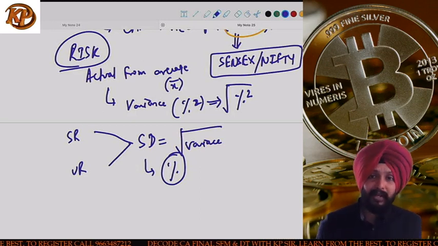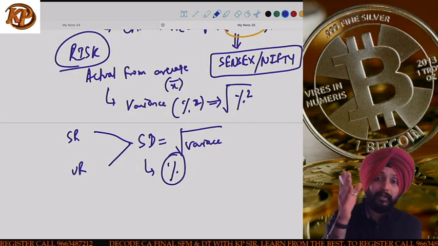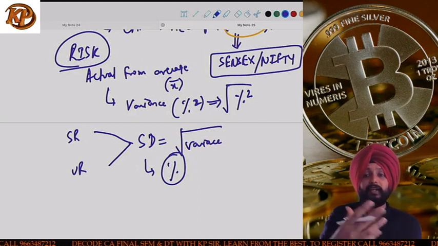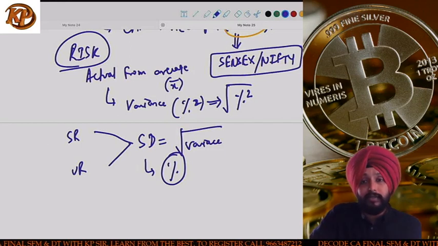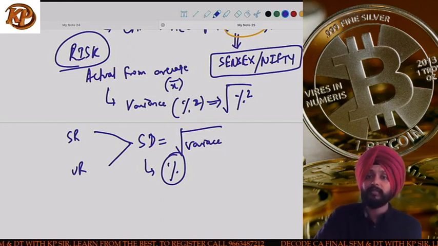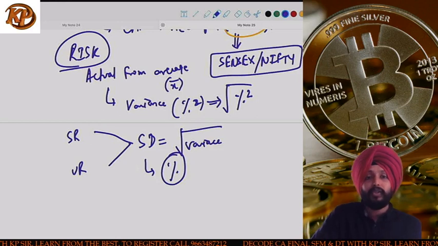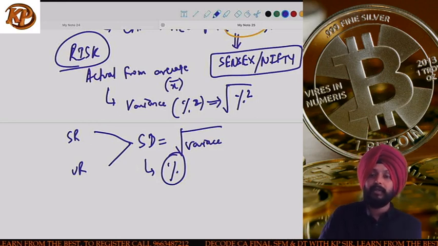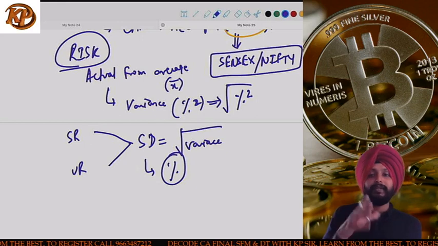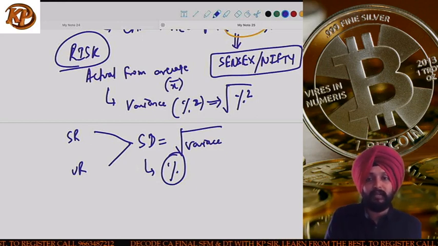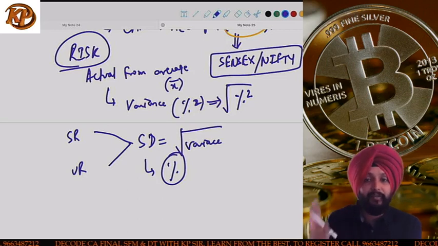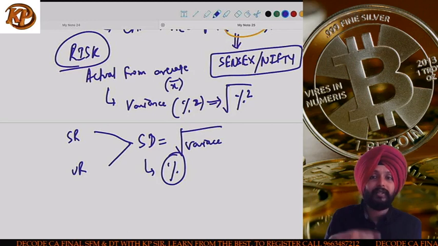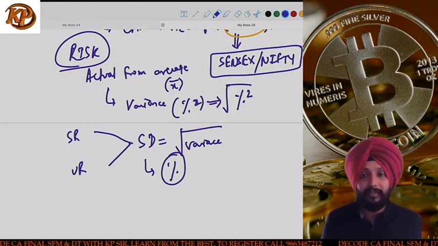Unsystematic risk is the risk relevant for a particular company; only specific companies have exposure to it. Examples of unsystematic risk: poor corporate governance of a company, for example Kingfisher Airlines, or mismanagement of a company's affairs, like what happened in the Satyam scam. Can they be diversified? Can they be eliminated? Yes, a rational investor can eliminate unsystematic risk by holding a well diversified portfolio.